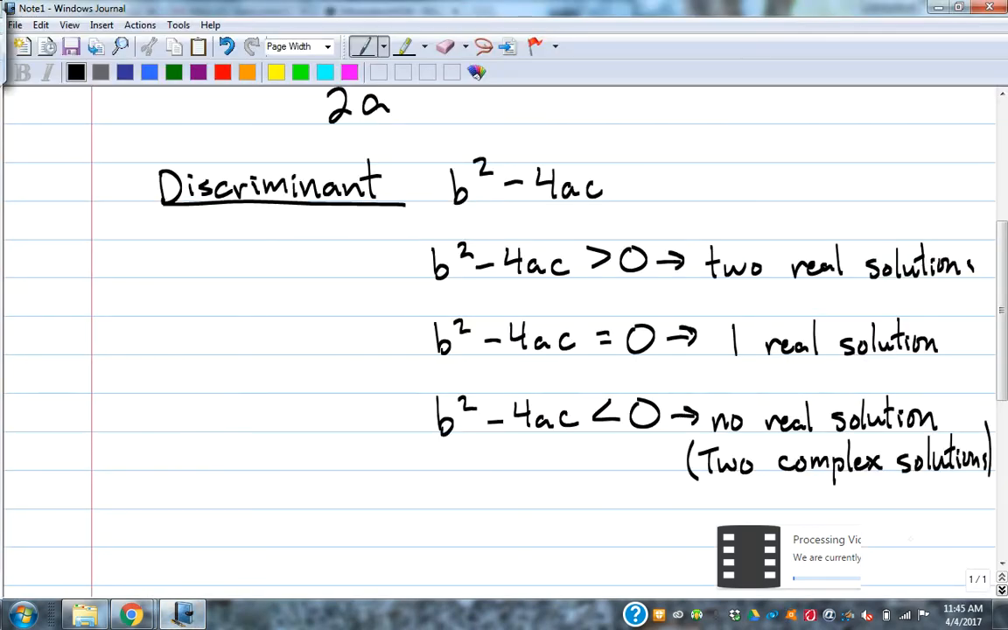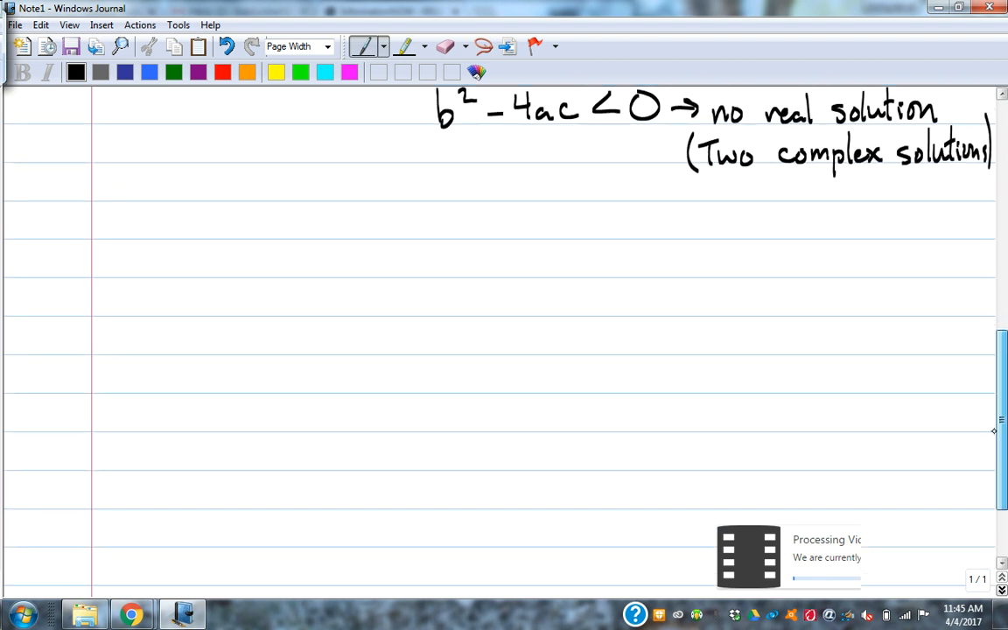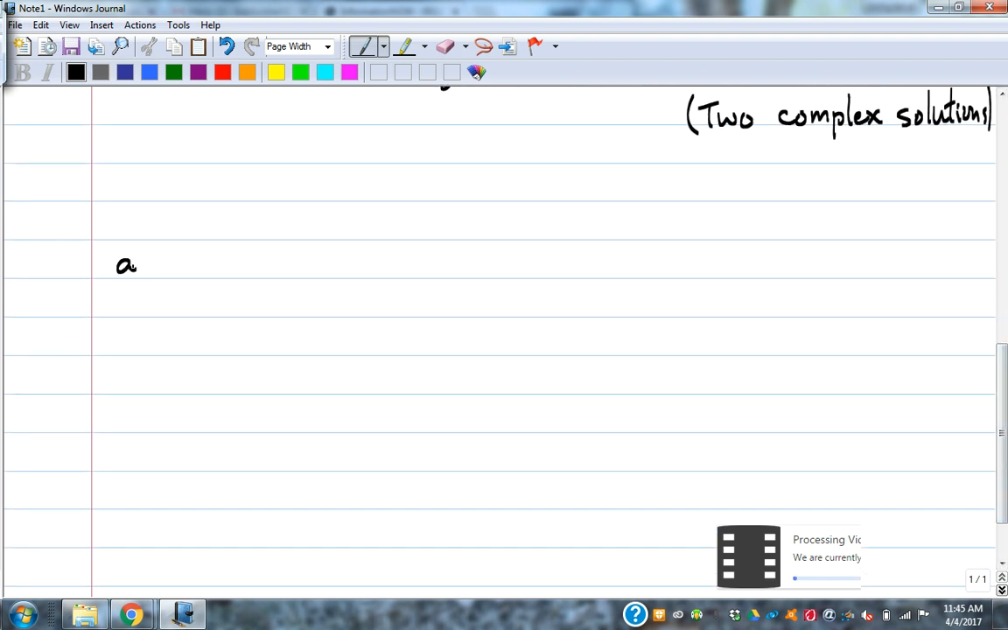All right, so we're dealing with quadratic equations, and we want to solve them by quadratic formula. So let's just do a few examples. Let's start with something like this: 3x squared plus 5x minus 8 is equal to 0. And we want to solve using the quadratic formula.